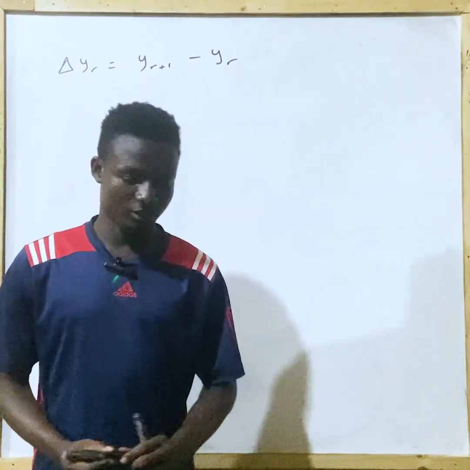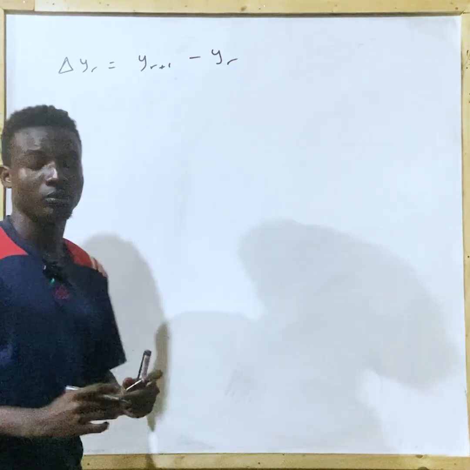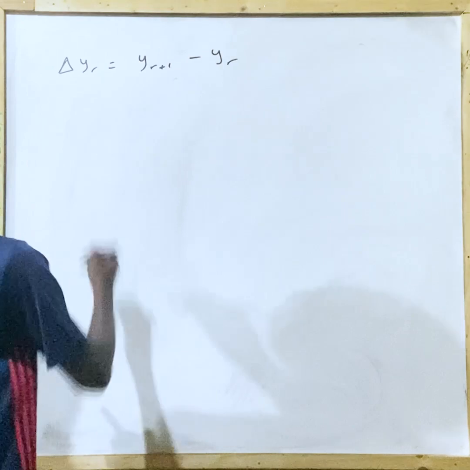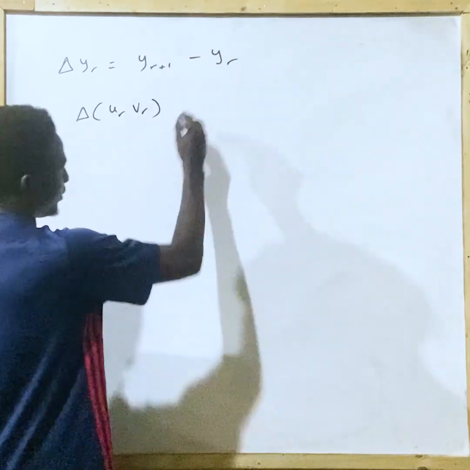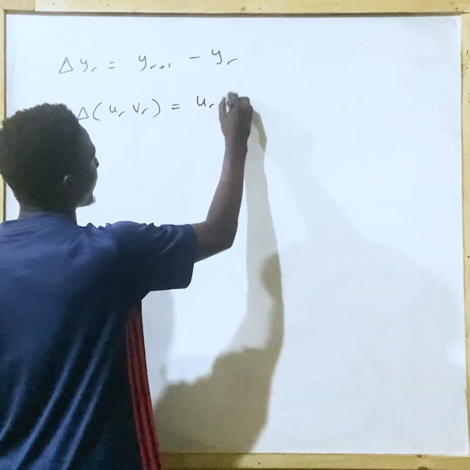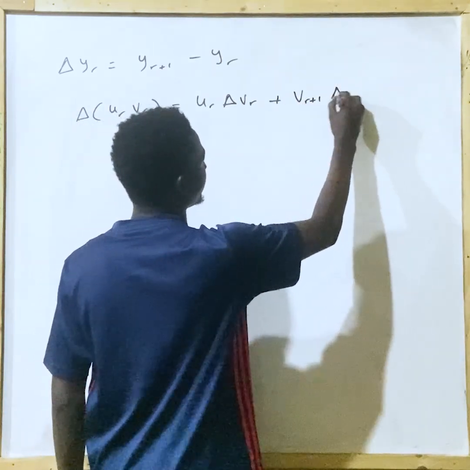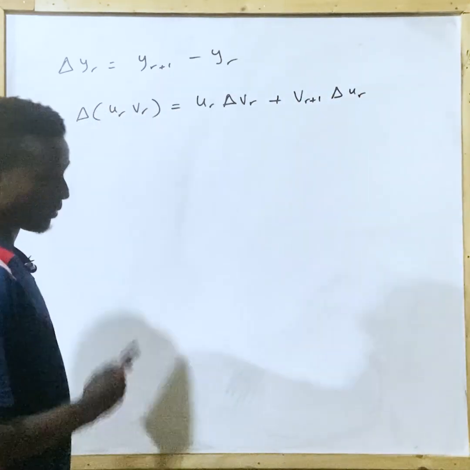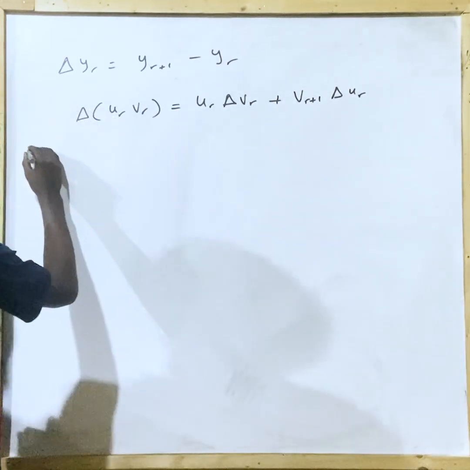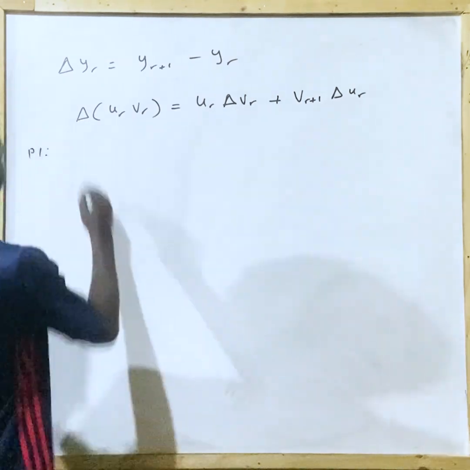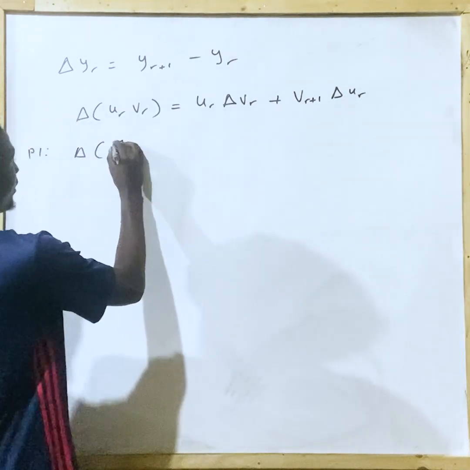The first property we proved was the product, when you're looking for the forward difference of the product of two functions. So we have forward difference of UR VR, and it gives UR forward difference VR plus VR plus 1 forward difference UR. So our first example, we're going to be using this property. Example 1: we have forward difference of e raised power 3x log 2x.